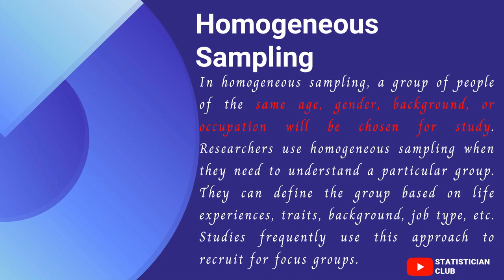Here is the example of homogeneous sampling. In homogeneous sampling, a group of people of the same age, gender, background and occupation will be chosen for the study. Researchers use homogeneous sampling when they need to understand a particular group. They can define a group based on life experience, traits, background, or job type to get information, and frequently use this approach to recruit focus groups.